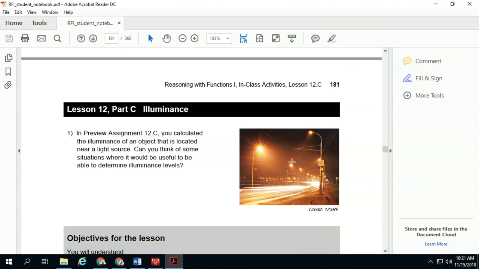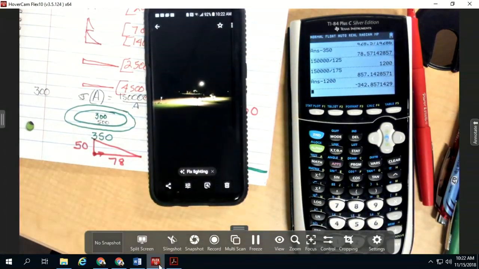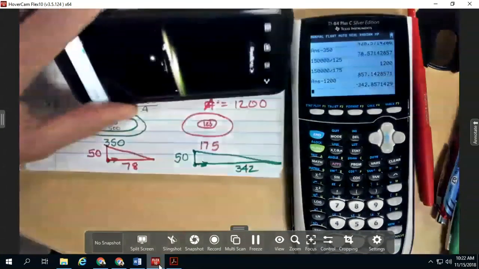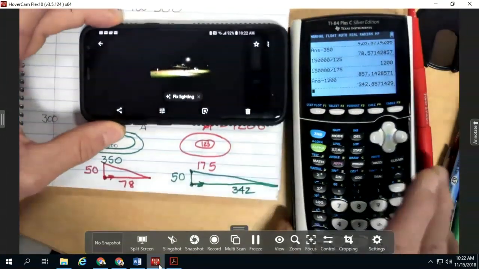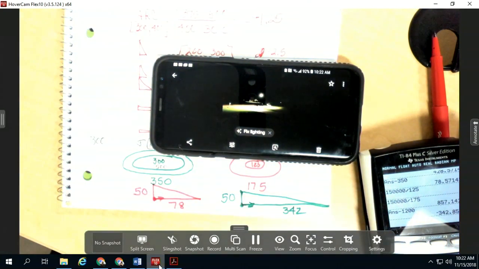So you can see the street light there. Would it help if I turned it sideways? It doesn't get much bigger, but you can see how the street light is able to shine down, and you can see the brightness of it. One of the things that I'd like you to notice is, as you get farther and farther away from straight underneath the street light, the light gets dimmer.